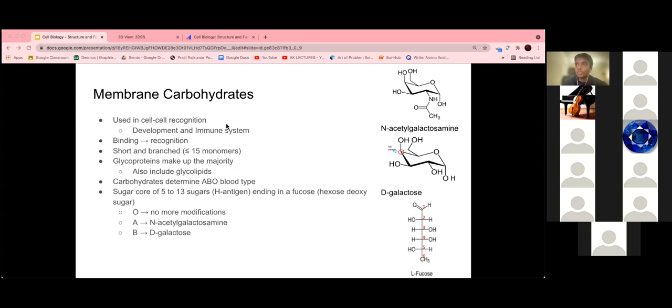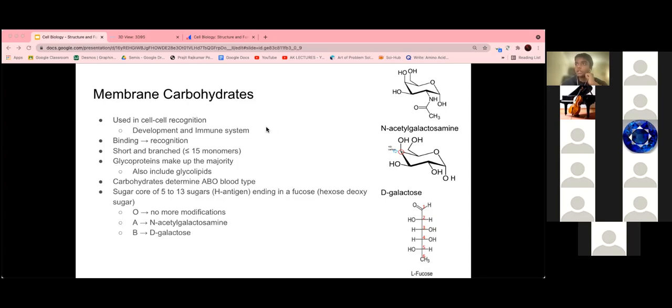The majority of membrane carbohydrates are glycoproteins, which are carbohydrates that are bound to membrane proteins. There are also glycolipids, which are carbohydrate chains bound covalently to lipids. An example of the carbohydrates on cells is the ABO blood type system, which is based on variation in the carbohydrate chains of glycoproteins on the surface of red blood cells.